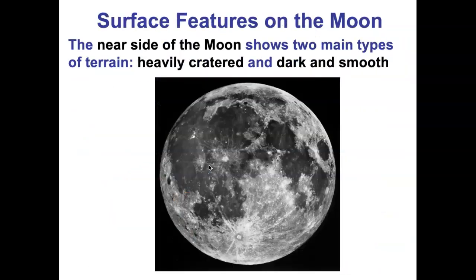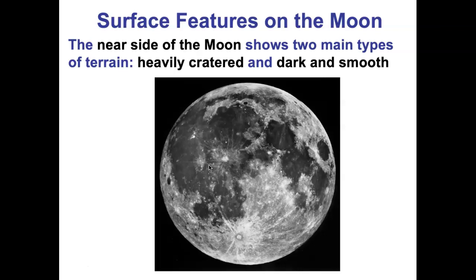All right, so what does this look like in practice? Well, the moon is even smaller than Mercury. So the moon used to be hot and geologically active, but it cooled off in even less time. When you look at the moon, here's the near side of the moon.